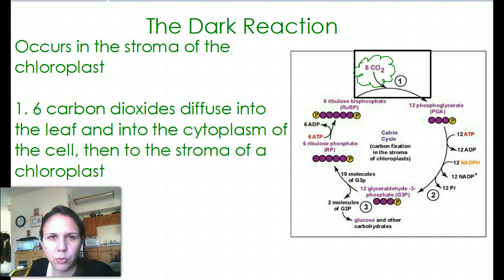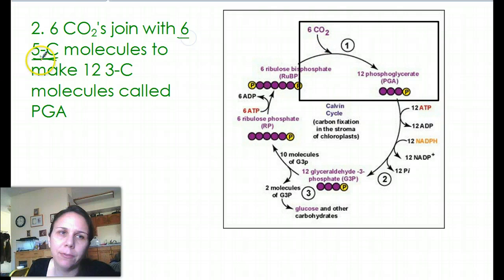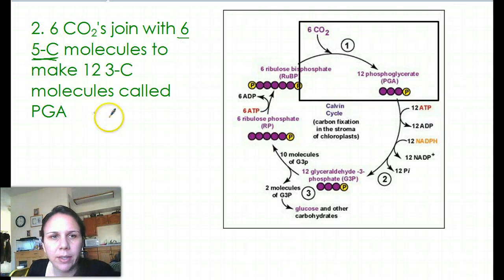It's just through diffusion. The second thing that's going to happen is 6 of these carbon dioxides are going to join with 5 carbon molecules. I'm going to draw a little picture to kind of help you understand this. Okay, but I'm just going to do one molecule, not all 6. So here's a carbon from CO2. Carbon dioxide has 1 carbon.